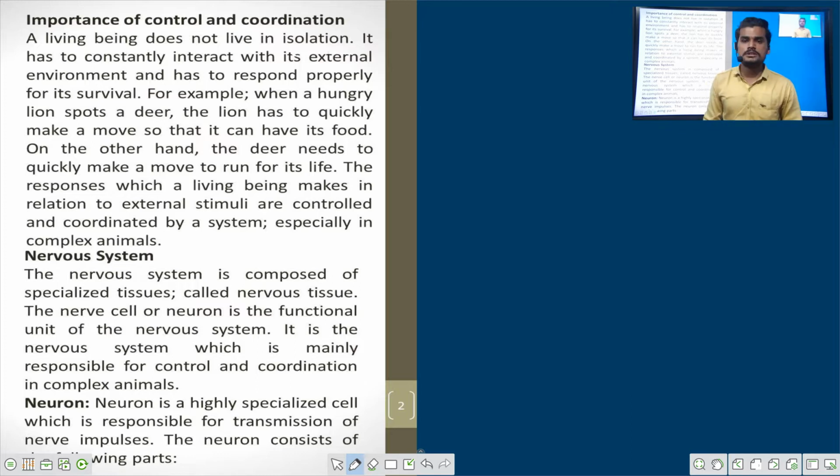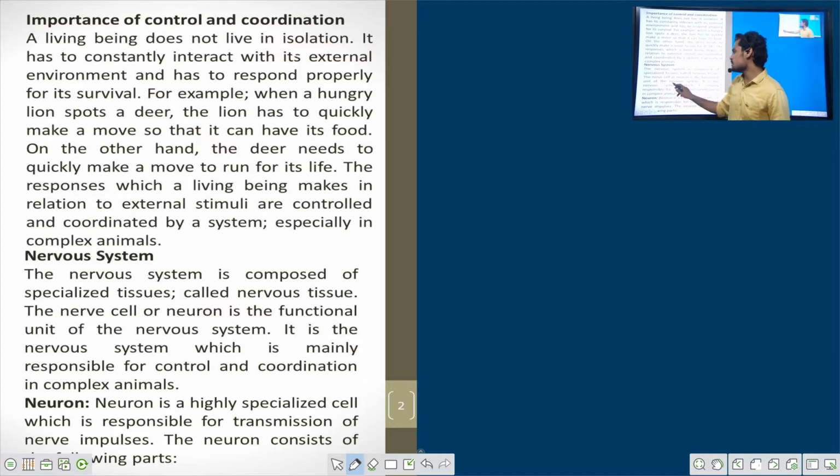Usually, as soon as we talk about the nervous system, it makes us understand that the involvement is from the brain as well as the nerves and spinal cord. Let us understand via a definition. The nervous system is composed of specialized tissue called nervous tissue. The nerve cells, or neurons, are the functional unit of the nervous system. This system is developed in all multicellular organisms, and keep this in mind, the basic cells of the nervous system are neurons.